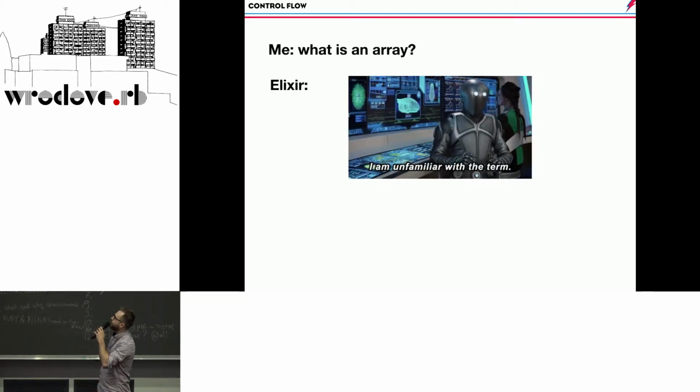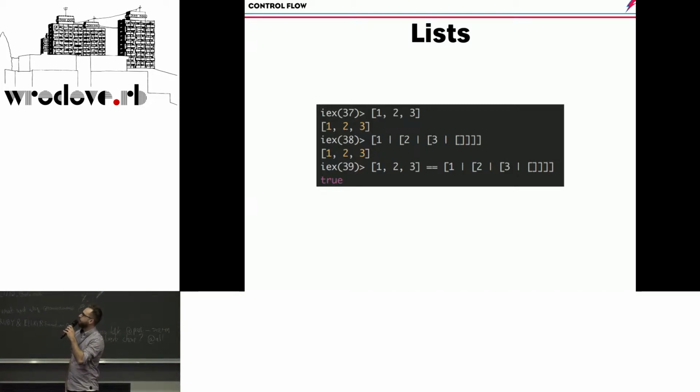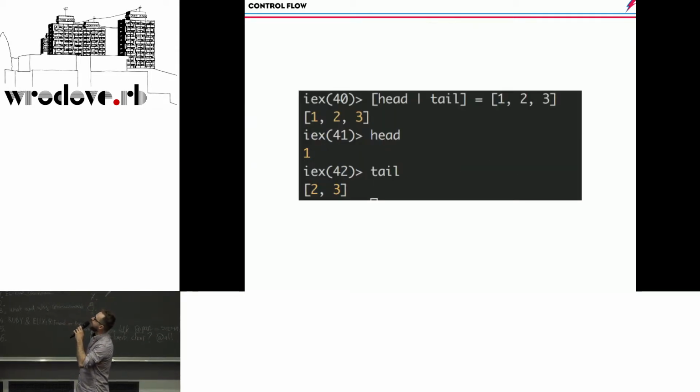You have arrays. Not really, you don't have arrays because you have lists. And the structure you are familiar with, 1, 2, 3, is really just a syntactic sugar in Elixir for the representation where a list contains a first element and the rest of the list. So you have a head and a tail, which you can also pattern match.